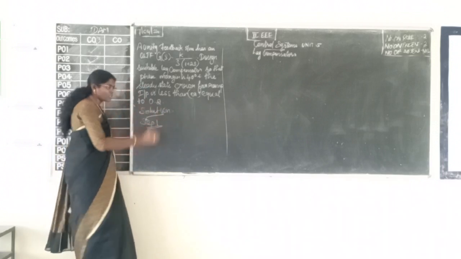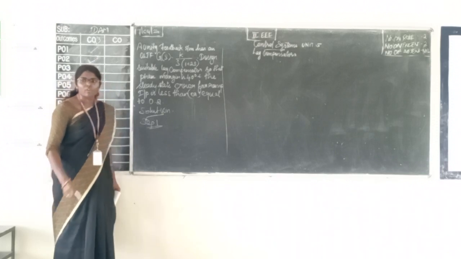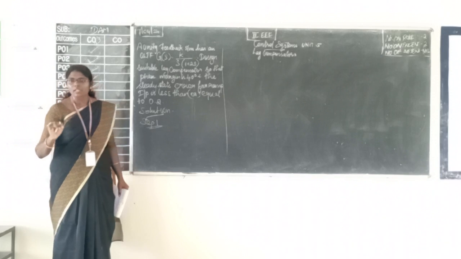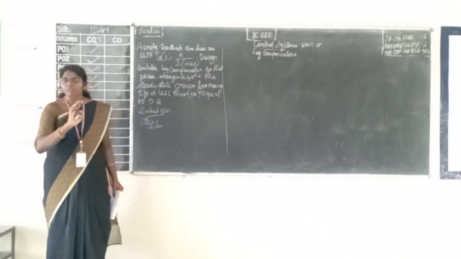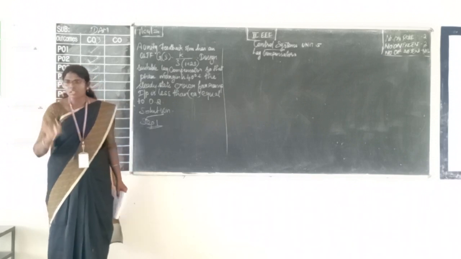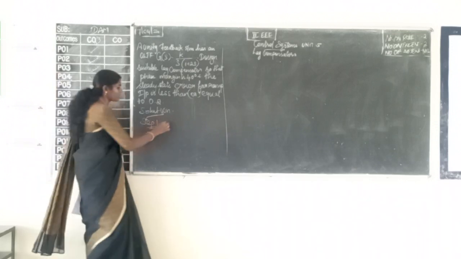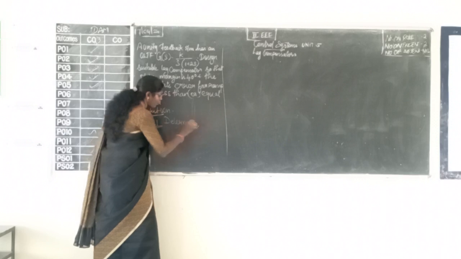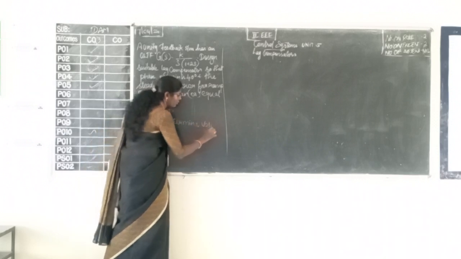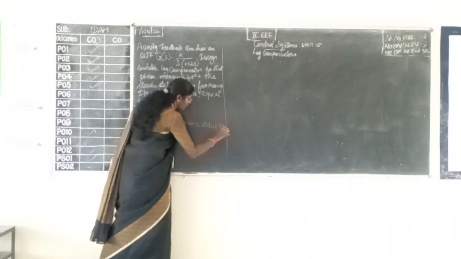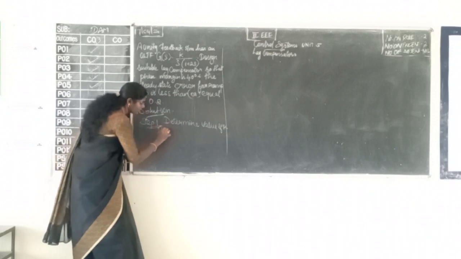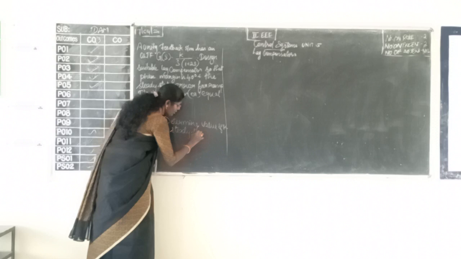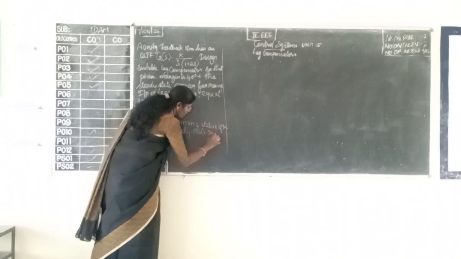Before that, find the value. For all three compensators, including the lag compensator, the first three steps are common. The first step is to determine the value of K for the steady state requirement.